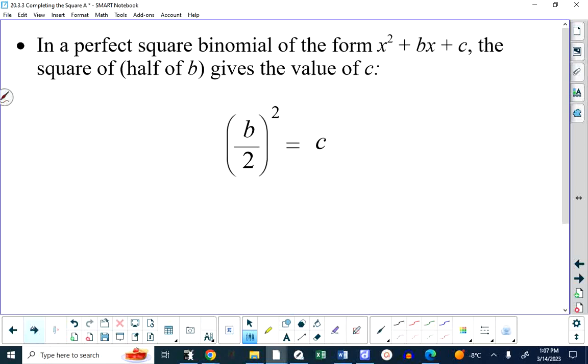So for example, I'm going to go off script here. Is this a perfect square trinomial? Is that a perfect square trinomial? No. Because half of 12 is 6, and when you square 6, you get 36, not 24.